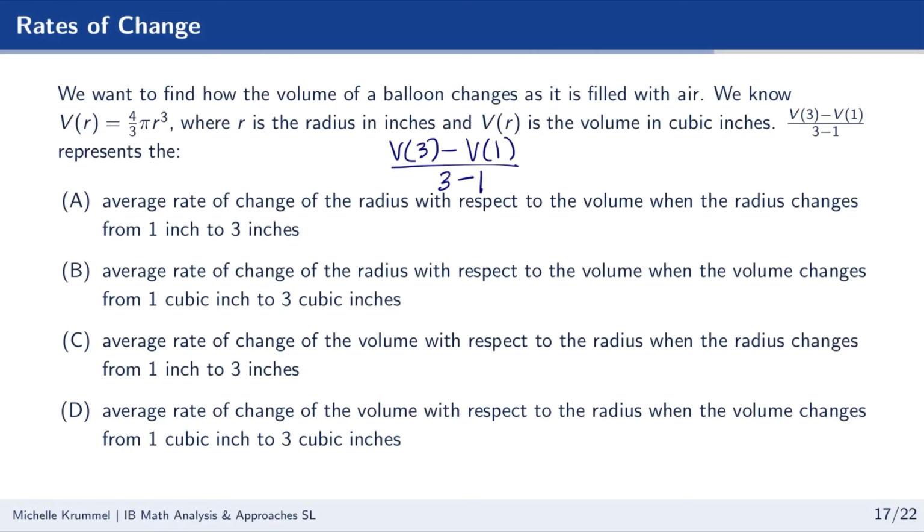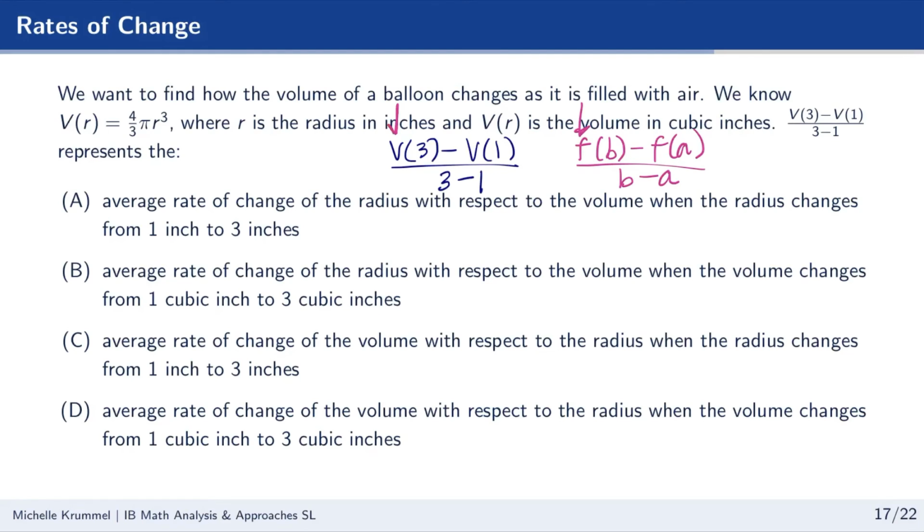So think of that as f of a plus h minus f of a over h. Actually, it's not terribly helpful to use that version of the formula. Let's use the other version of the formula: f of b minus f of a over b minus a. This is the average rate of change of our function f.